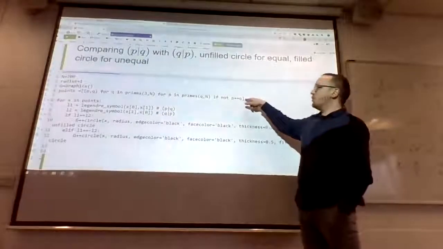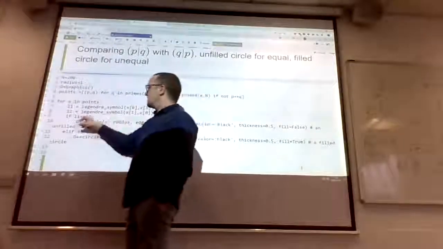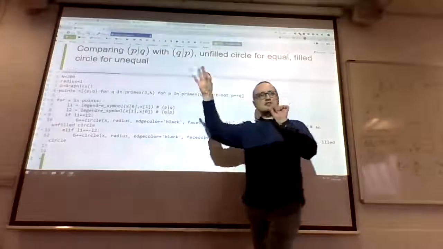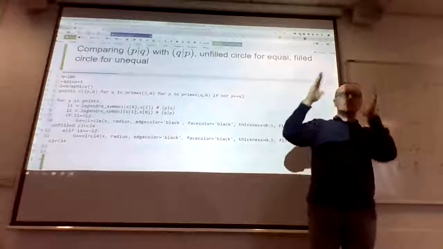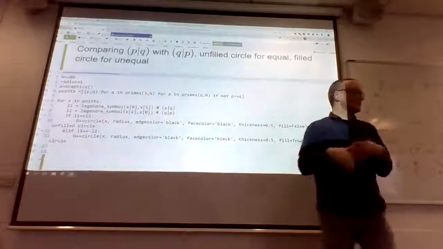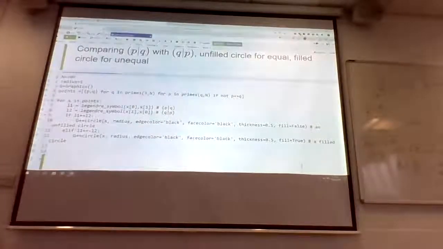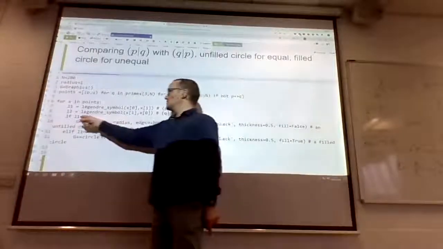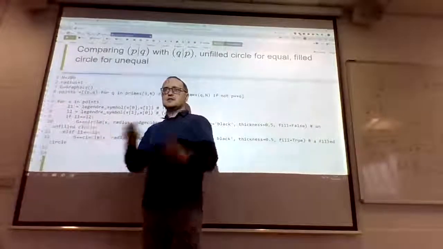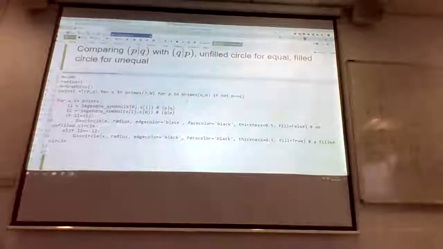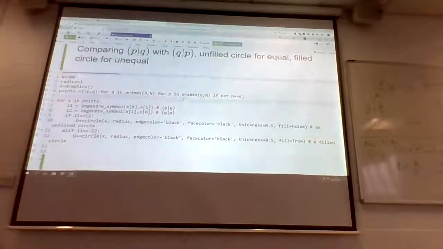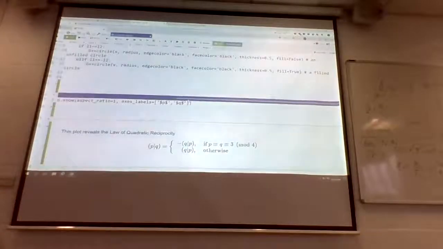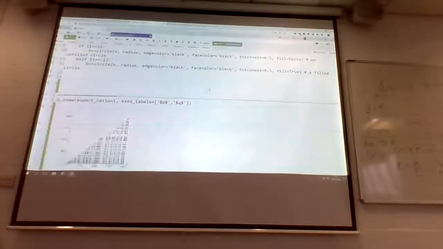I've slightly changed the set of points. Because the points I'm plotting are representing whether the Legendre symbols are the same across the diagonal, I'm only going to plot the lower triangular part. Because if I extended it across the full square, the plot would be symmetrical. Because the condition of whether the circle is unfilled or filled depends on whether the two Legendre symbols are the same or if they're different. So what you see on one side of the diagonal will just replicate what you see on the other side. So this produces this plot here.